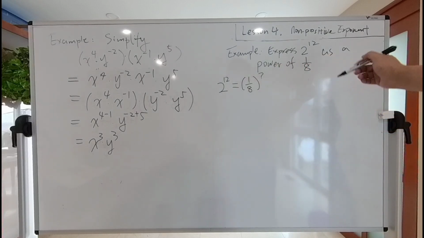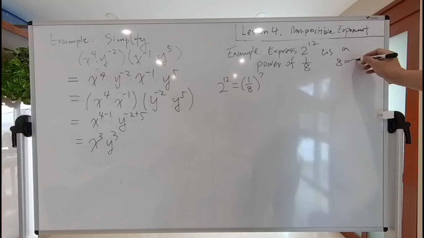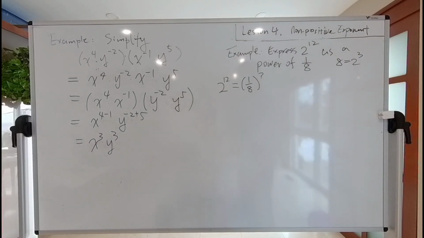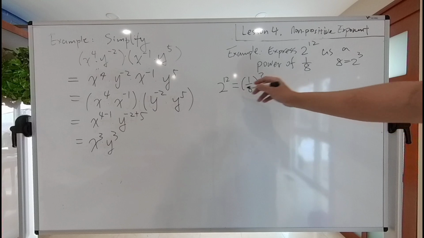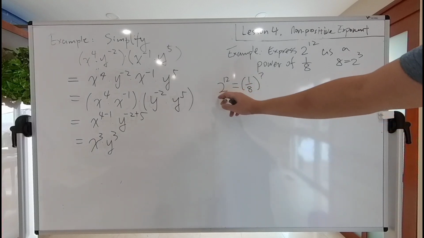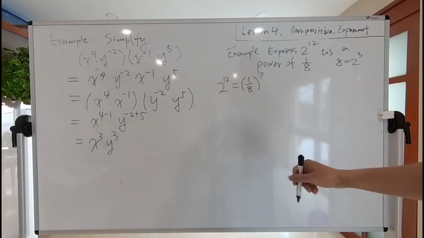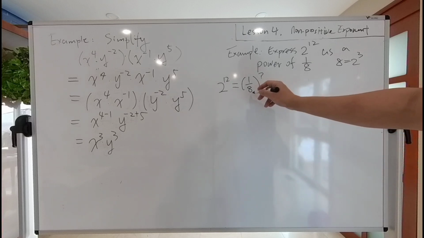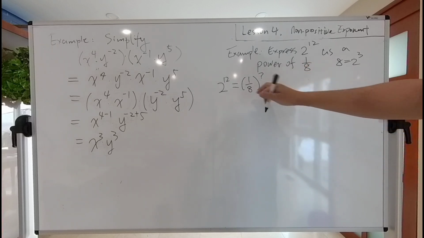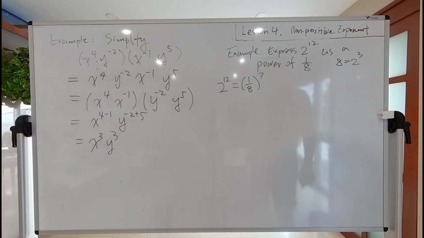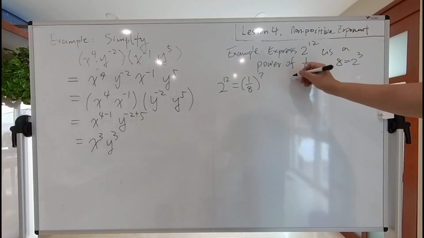First of all, 8 is a power of 2. It's actually equal to 2 cubed. So 8 can be converted to a number with base 2. So they are connected. Let's see how we can do the conversion. Before we start from the 2 to the 12th power, let's convert this 1 over 8 a little bit to get it closer to base 2 first.